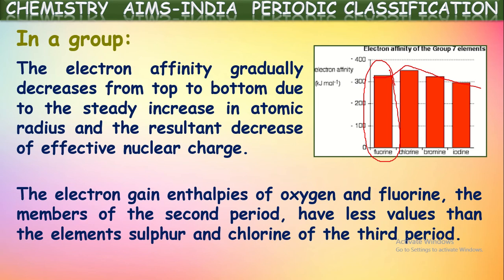This is because of the smaller size of the second period elements. So the electron gain enthalpies of oxygen and fluorine, which are members of the second period, have lower values than the third period elements in the same groups, like sulfur and chlorine.